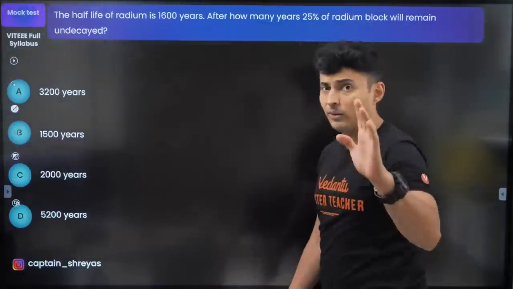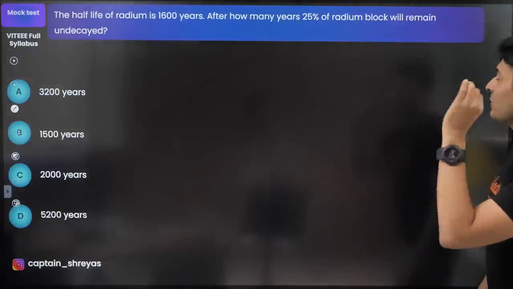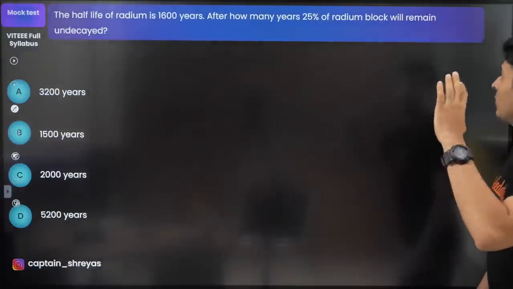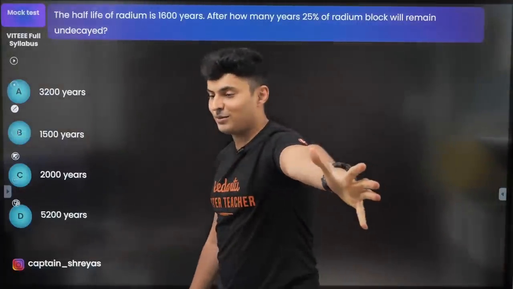The half-life of radium is 1600 years. After how many years will 25% of the radium block remain undecayed? This everybody has to get.